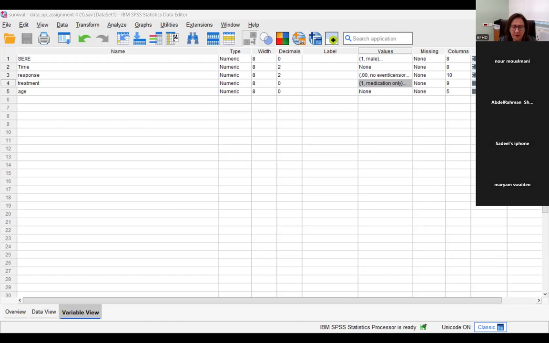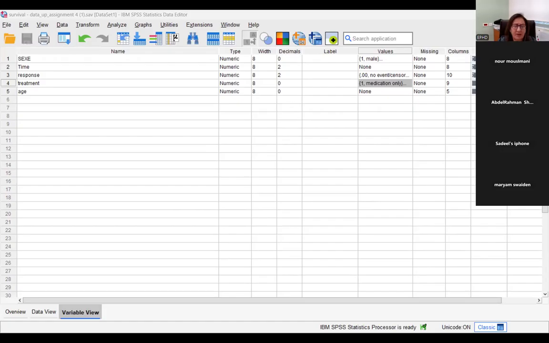So the first type of file in SPSS was the data file that you just saw, and then when I run any statistics, I now have an output file. So this is my output file. It is called output1. It's not yet named because I still did not save it. Any table or graph will go here. So I have the data, which is the survival data, and I have my output file.